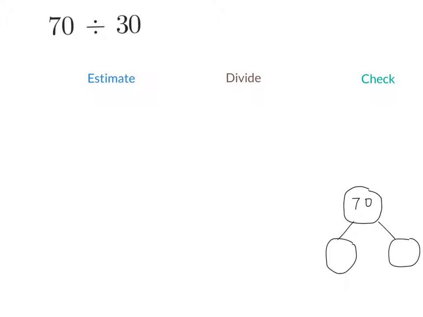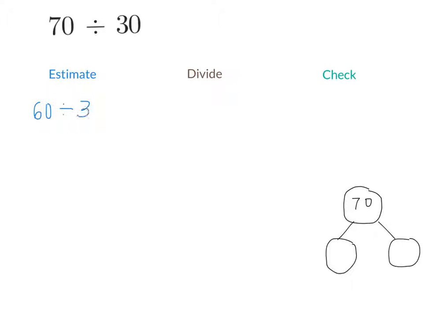Okay, so if we're going to estimate, is 30 already a pretty easy number to work with? So do we need to estimate it? Do we need to round it? No. But is the whole compatible with 30? So what number is more compatible with 30? Everyone? 60. So we can say this problem is pretty close to 60 divided by 30, which is what? 2. So we know through our estimate that this answer should be pretty close to 2.